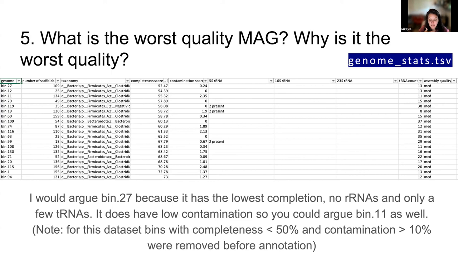For this data set, just to note, we filtered out all bins that were less than 50% complete or greater than 10% contamination before we annotated. Hopefully that shows you the usefulness of this portion of DRAM in terms of the quality of your genomes.